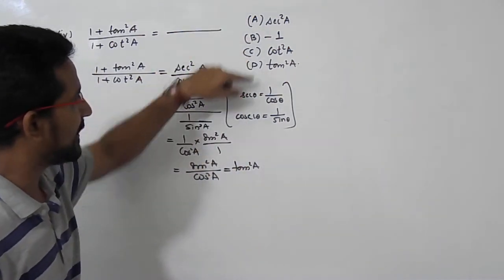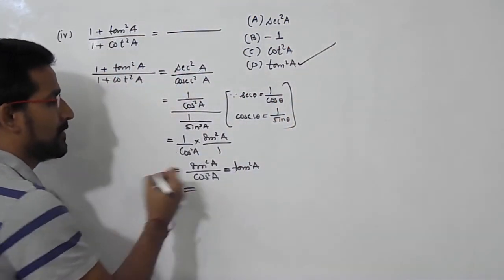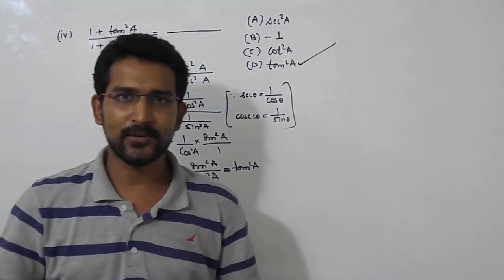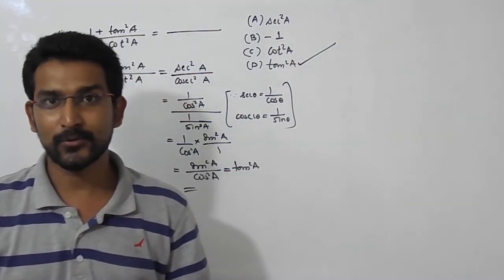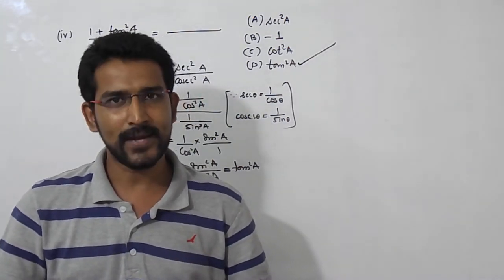So the correct option is D here, that is tan square A. So this is how we can solve the question number 4. So in question number 4 there were 4 sub questions. It was MCQ type questions.